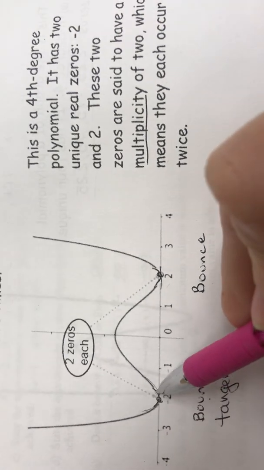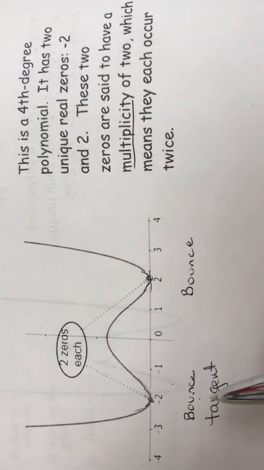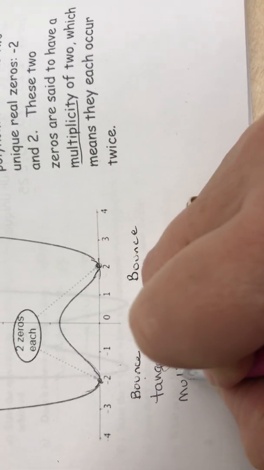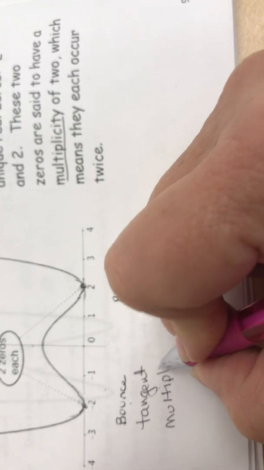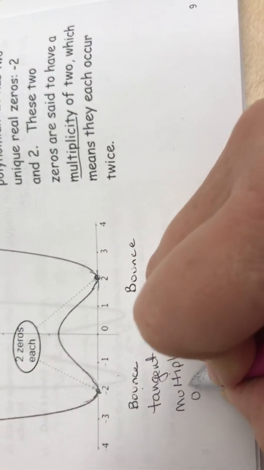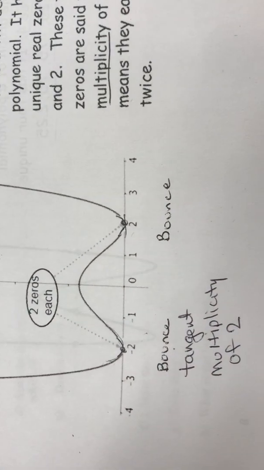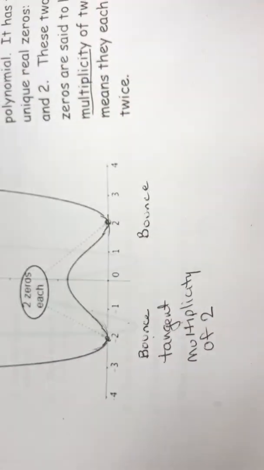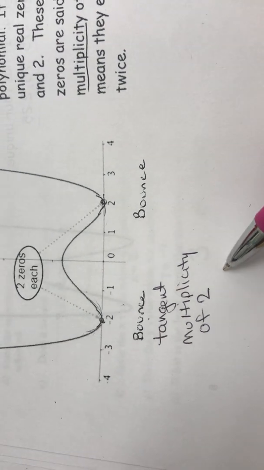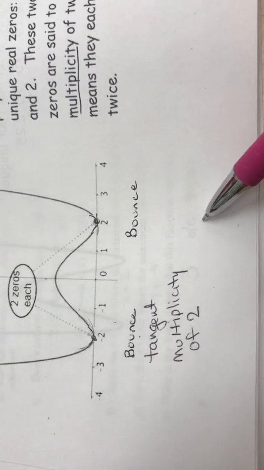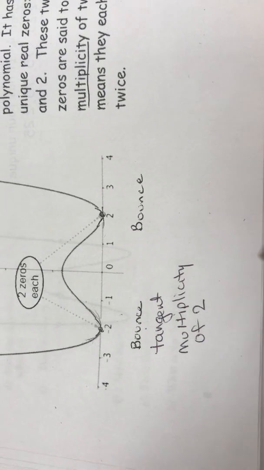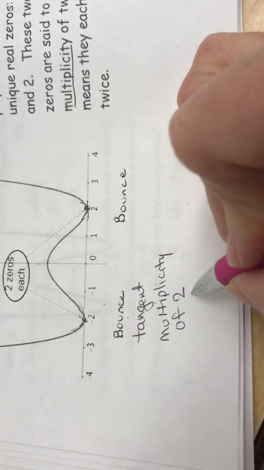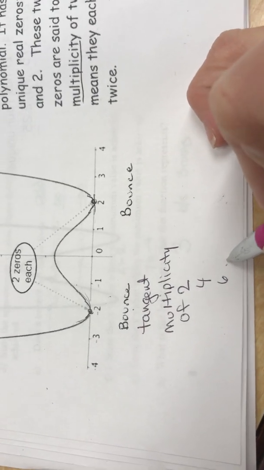When something just touches and goes away, it's called tangent. That bounce or tangency means that it has multiplicity of 2. It counts twice. If it flattens more as it's there, then that could be a multiplicity of 4 or a multiplicity of 6. It's just going to keep going up by 2s. So if it bounces, it could be 2, it could be 4, it could be 6, and so on.